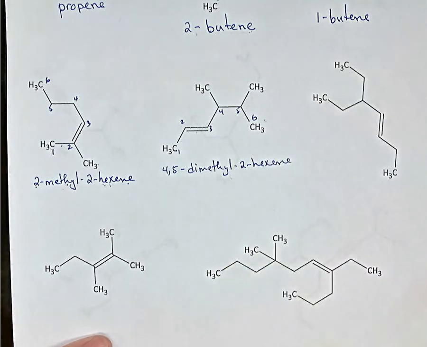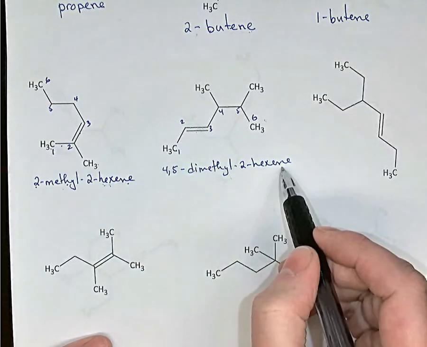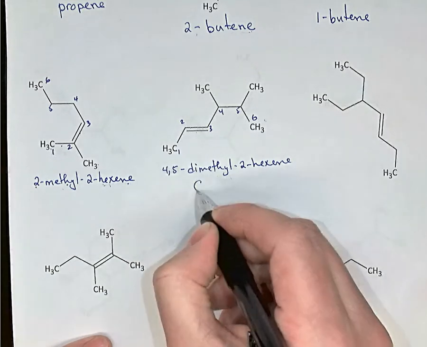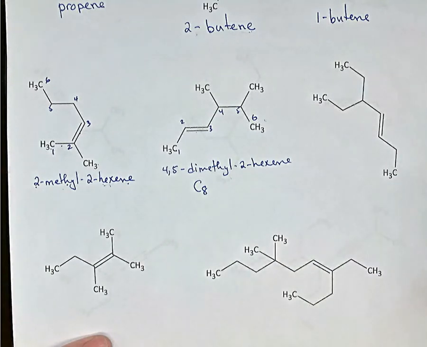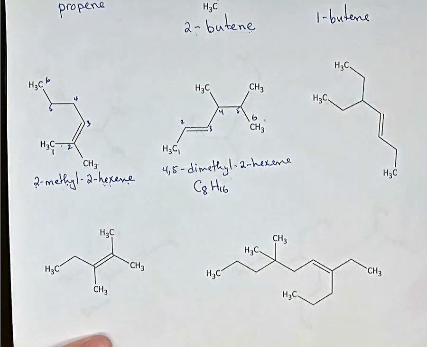Right, now what is its molecular formula? Well, the parent chain has 6 carbons. There's 2 branches with 1 carbon each, so there's 8 carbons in here. It's an alkene. So the generic formula is CnH2n, just twice the number of carbons. So C8H16 would be its molecular formula.